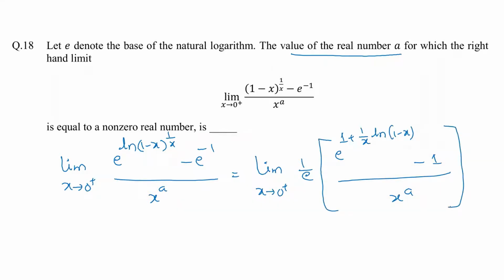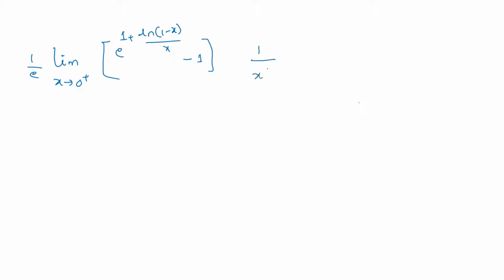Then we are simplifying. So now this 1 by e is going to be a constant, so we can simply take that out of the limit and then we can do the interpretation of the remaining things. So let's see that one. So this one we are writing here as the limit as x tends to 0 plus, and as I told, 1 upon e will come out, and the remaining terms that we have here is e raised to 1 plus ln(1 - x) upon x, minus 1. So these are the terms we had here, right? And we have 1 upon x raised to a.